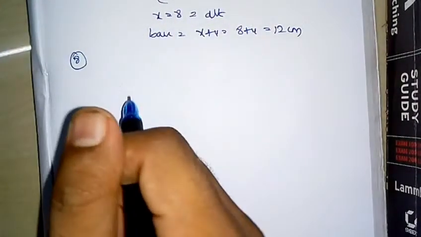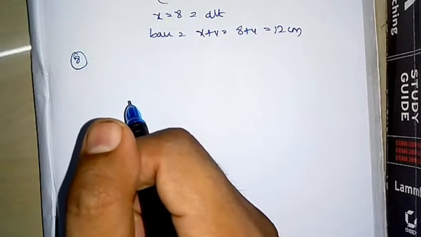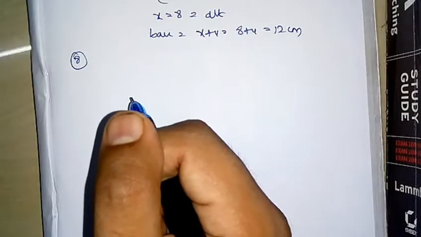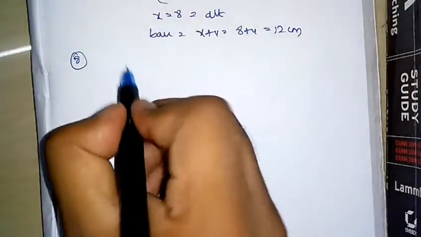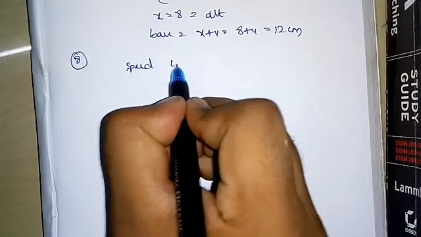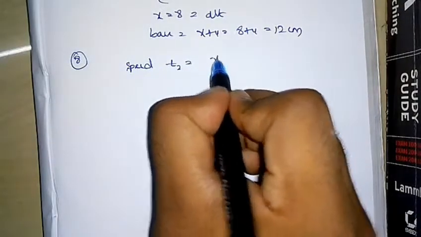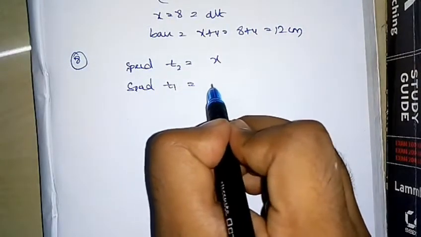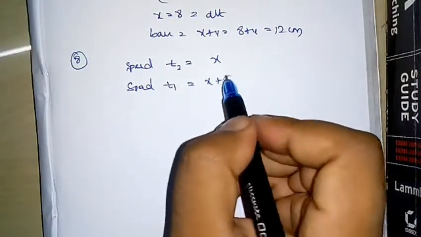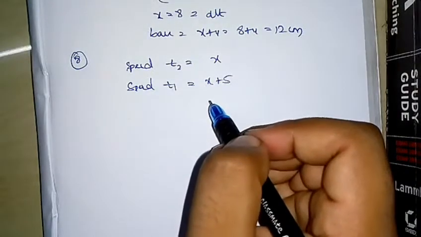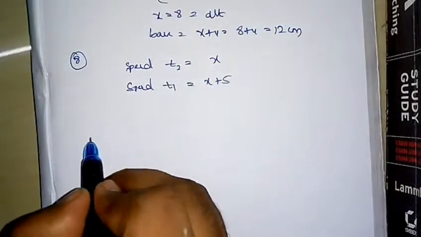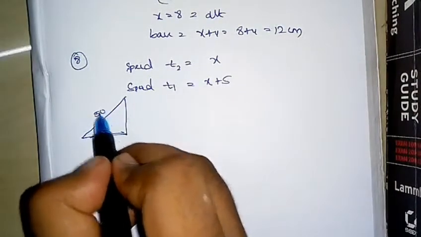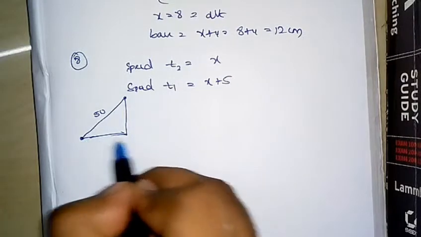Two trains leave a railway station at the same time. The first train travels towards west and the second train towards north. The first train travels 5 kilometers per hour faster than the second train. So the speed of the second train, T2, is x. The speed of train 1 will be x + 5. After 2 hours they are 50 kilometers apart. One is going west and one is going north, so after 2 hours, it is 50 kilometers apart.